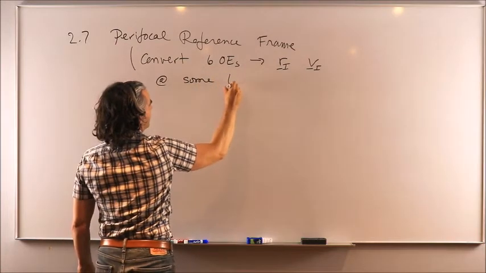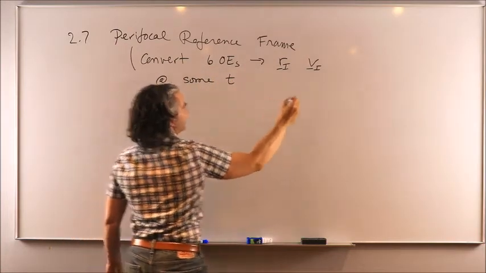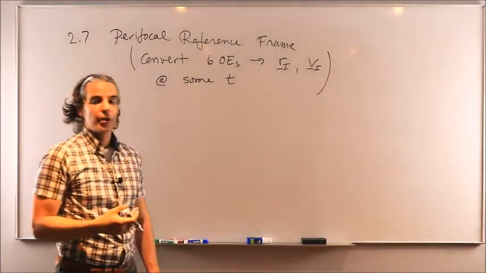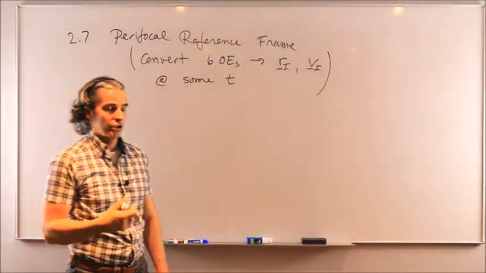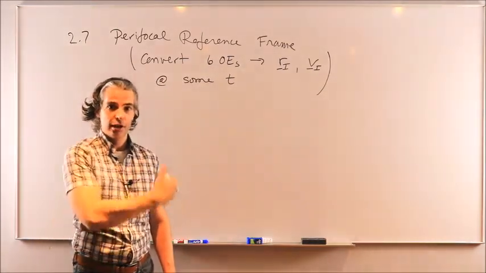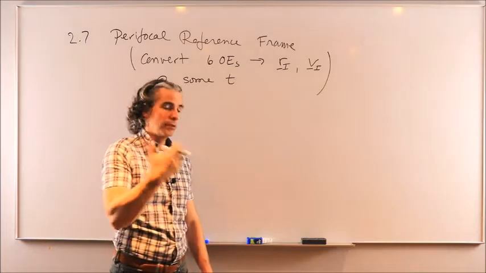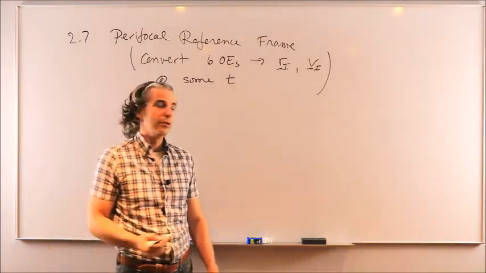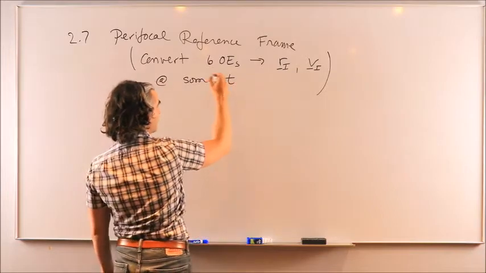at some time of your choice, at some t, which is up to you to determine. Based on the 6 orbital elements, you can determine position and velocity at any time. Is it at t equals 0 to initialize the integrator blocks? Is it at t equal 100 seconds? Is it at t equal 2000 seconds? It's really up to you. It's going to be a plug and play procedure.